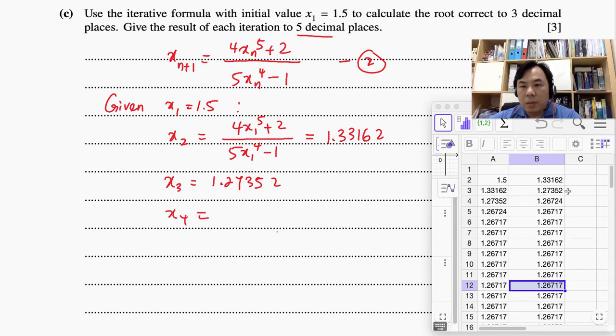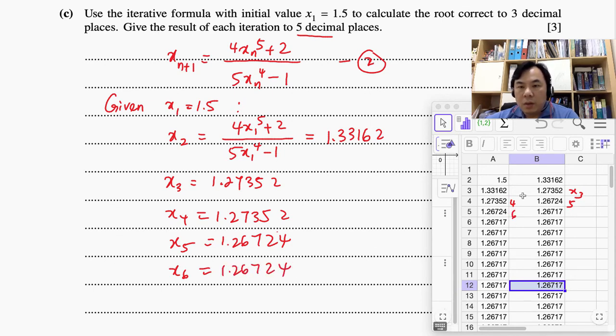My fourth one, this is my third, this is my fourth, 1.27352. X5, this is 4, this is 5, that's 1.26724. My X6 is 1.26724. Now it looks as if it has stabilized already. But then again, if you go to X7, it soon goes to 1.26717.